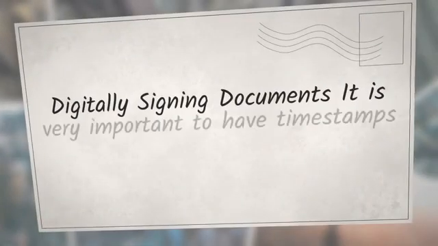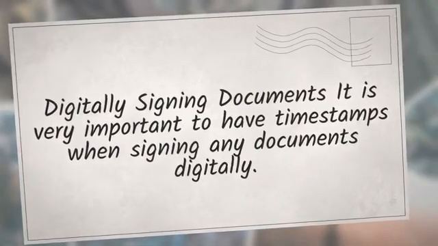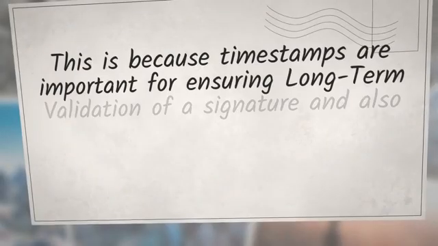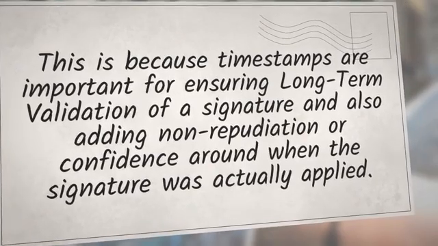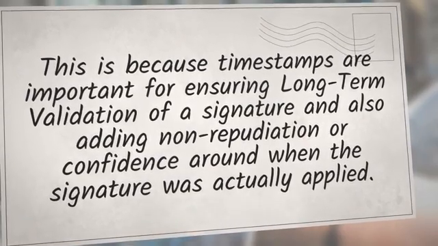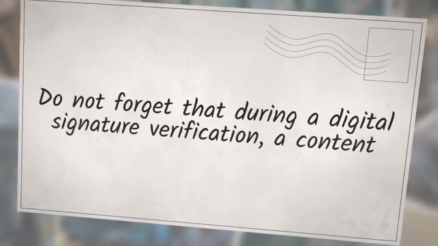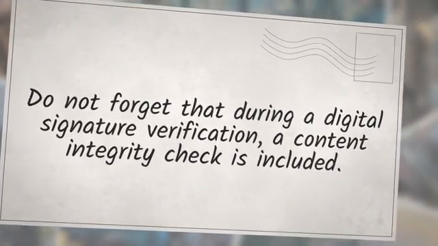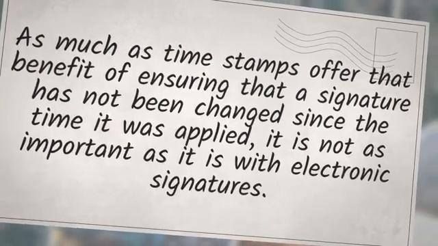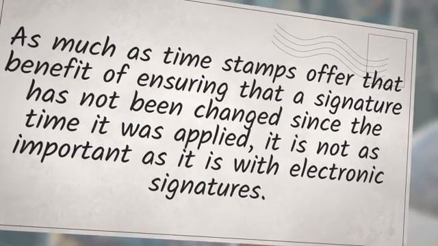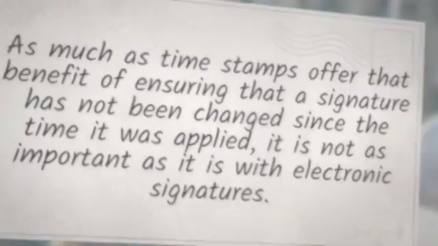Digitally signing documents: it is very important to have timestamps when signing any documents digitally. This is because timestamps are important for ensuring long-term validation of a signature and also adding non-repudiation, or confidence around when the signature was actually applied. Do not forget that during a digital signature verification, a content integrity check is included. As much as timestamps offer the benefit of ensuring that a signature has not been changed since the time it was applied, it is not as important as it is with electronic signatures.